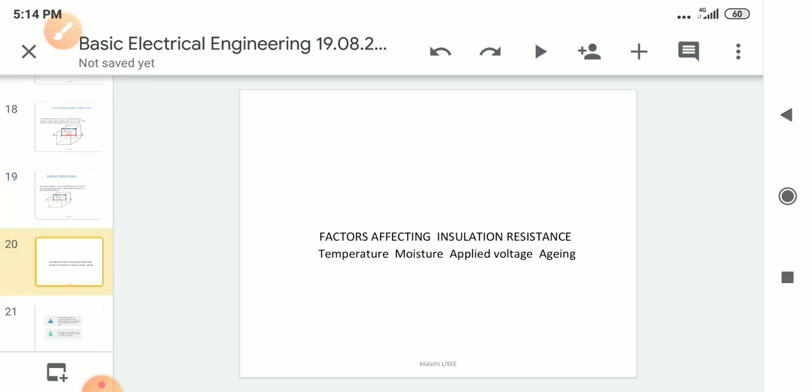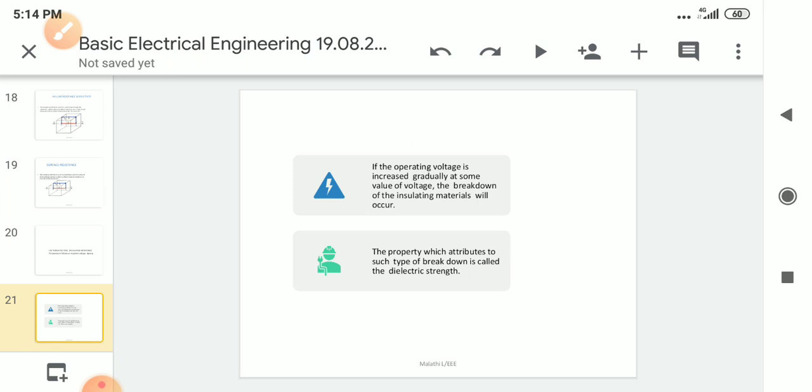So what are the factors affecting these insulating materials? The factors affecting these insulation resistances are temperature, moisture, applied voltage, aging, like that. If the operating voltage is increased gradually, at some value of voltage the breakdown of the insulating material will occur. It is a very dangerous phenomenon. That's why we have to select the proper insulating material for the particular application by considering the voltage.